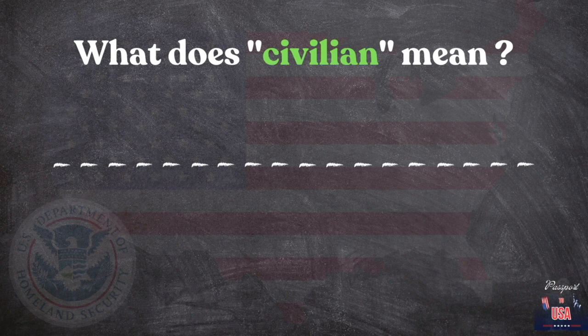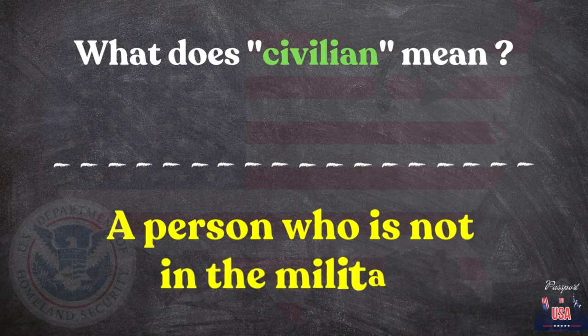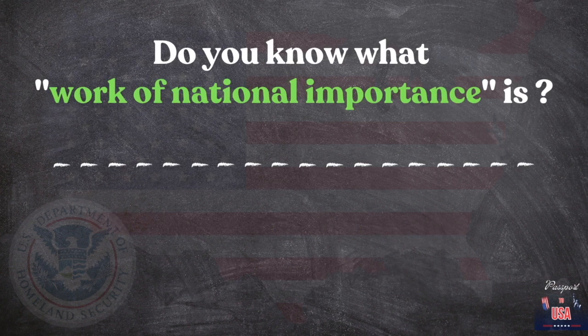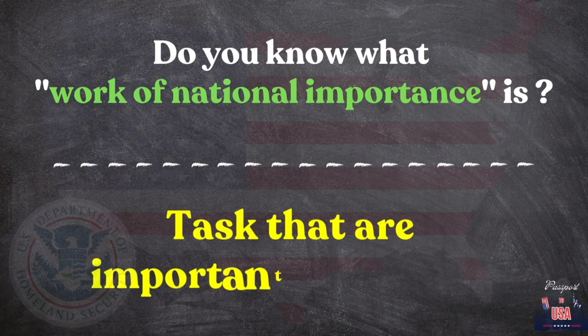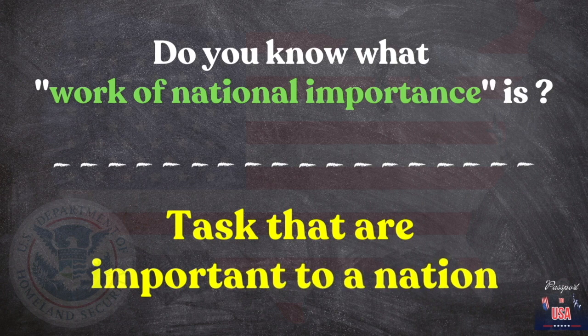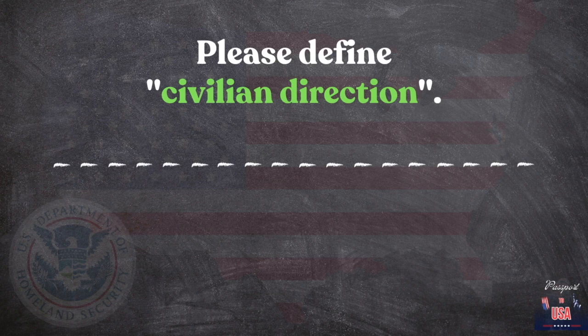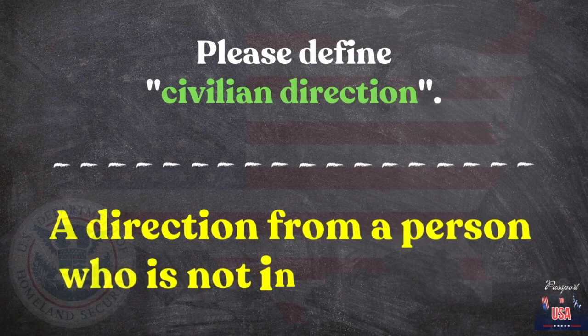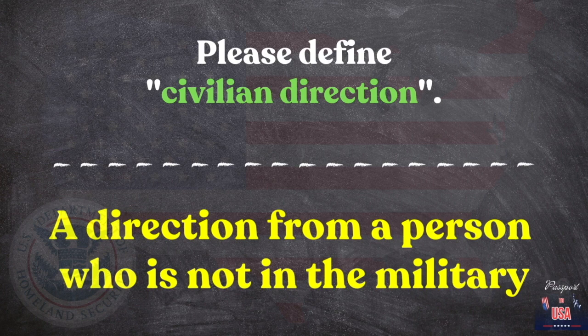What does civilian mean? A person who is not in the military. Do you know what work of national importance is? Tasks that are important to a nation. Please define civilian direction. A direction from a person who is not in the military.